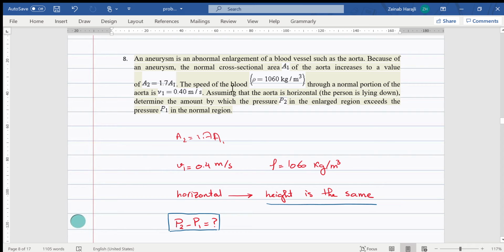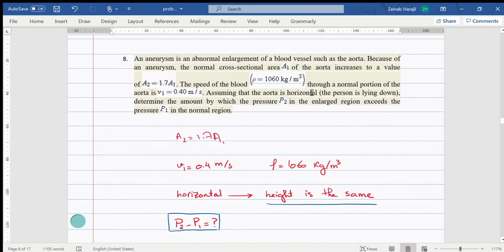The speed of the blood through the normal portion of the aorta is given to be 0.4 meters per second, and we are also given the density of blood to be 1060 kilograms per meter cubed. And we are asked to find the amount by which the pressure P2 in the enlarged region exceeds the pressure P1 in the normal region. So we basically want P2 minus P1.